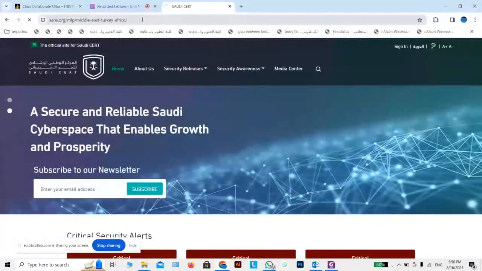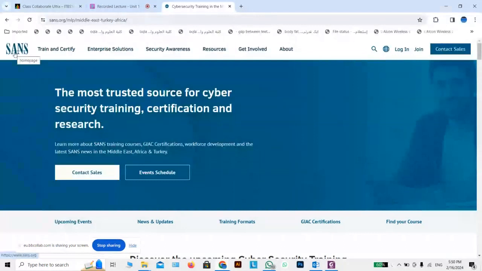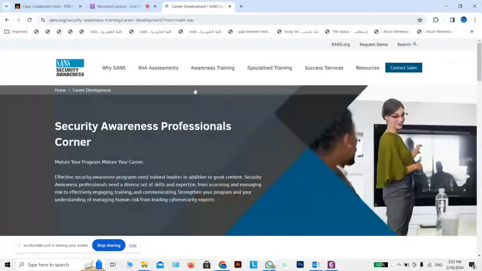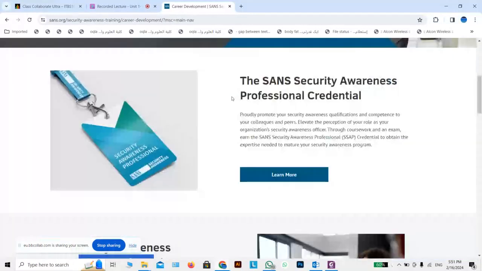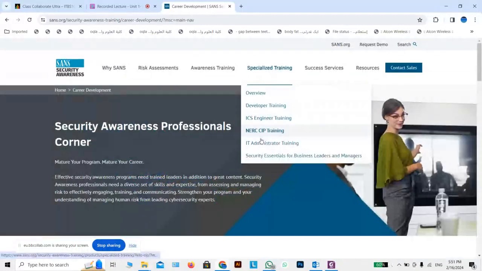So SANS means it's about system admin, audit, network, and security. Okay, so this is the world's largest cybersecurity research and training organization. Like here, there's career development, training and courses, professional credentials. Okay, so SANS is an acronym for System Admin, Audit, Network, and Security. Okay, security awareness, professional development, professional credentials. Okay, and there are special trainings, ICS engineer training, IT administrator training.